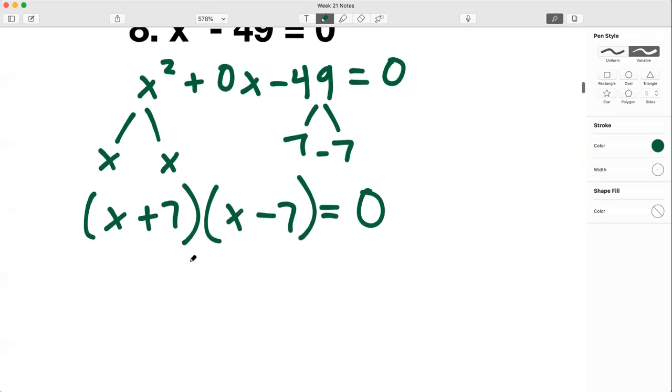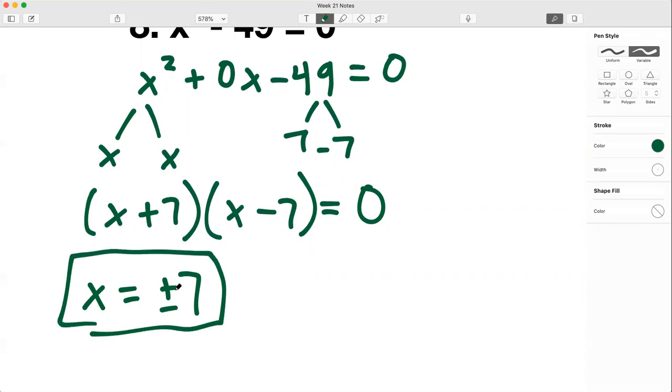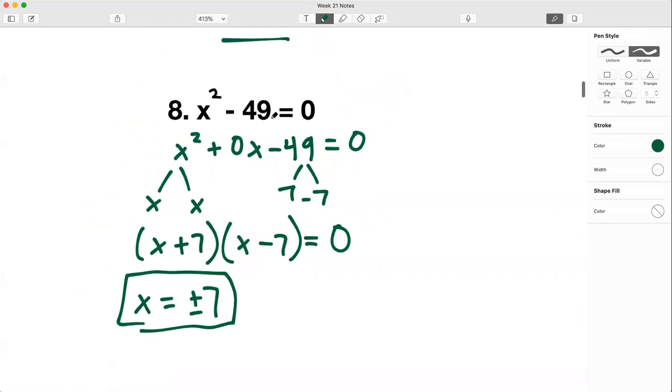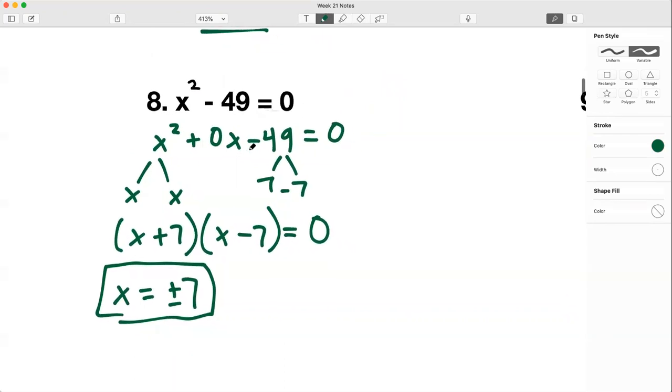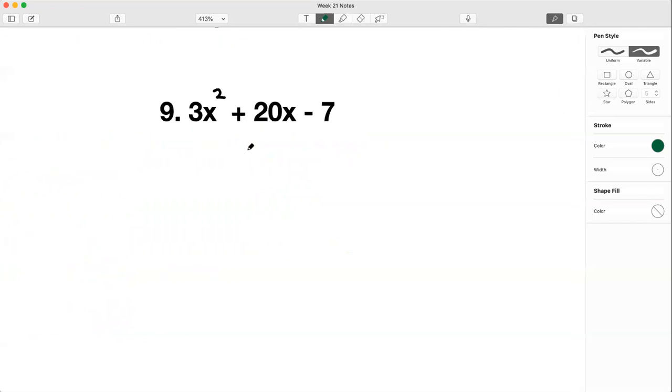Now, can you see what the answer is? x equals what? Just using the zero product property in your head, you can see it's negative 7 or positive 7. And one way to write that is plus or minus 7. That's your answer. That's what that symbol is, plus or minus. So you could plug in positive 7 here and it'll be 0, and negative 7 here and it'll be 0. Pretty nifty. All right, number 9. Try number 9 on your own.